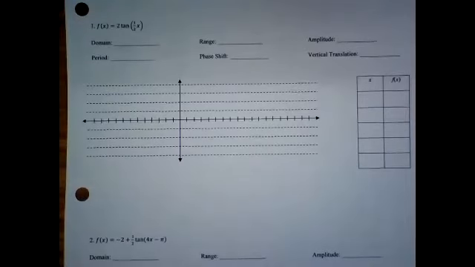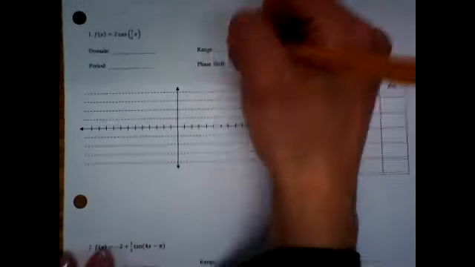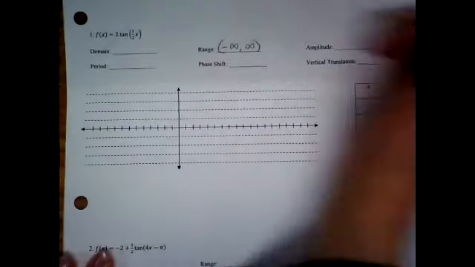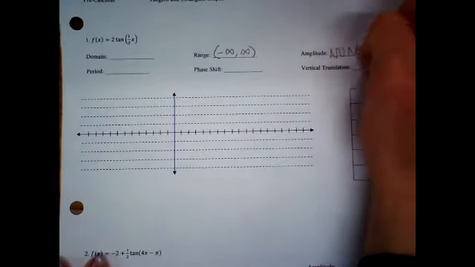Okay, let's put down the automatic stuff. What's one automatic thing we can put on here? Range, that will be everything, and good. Amplitude will be none. Perfect.